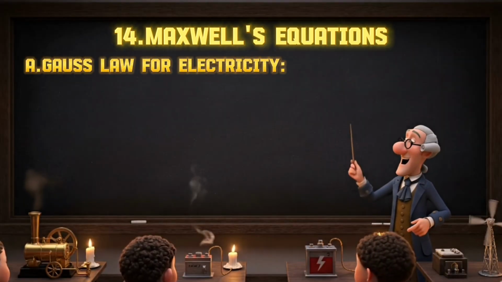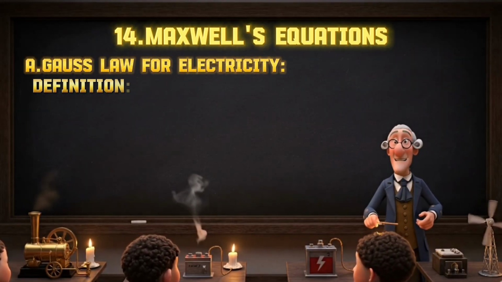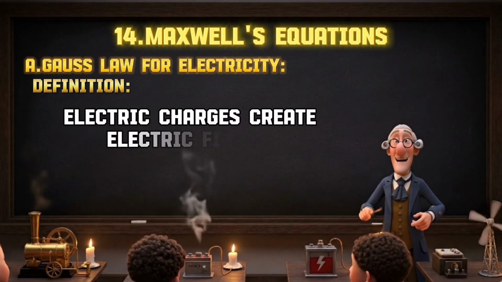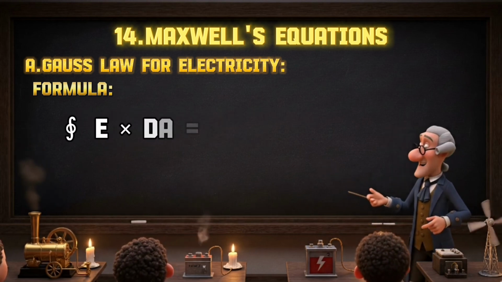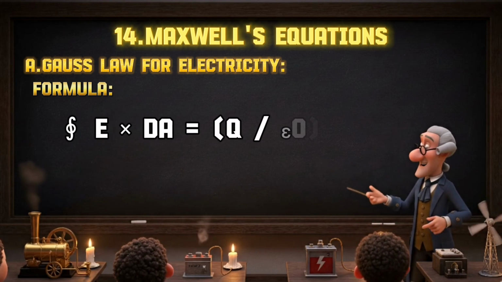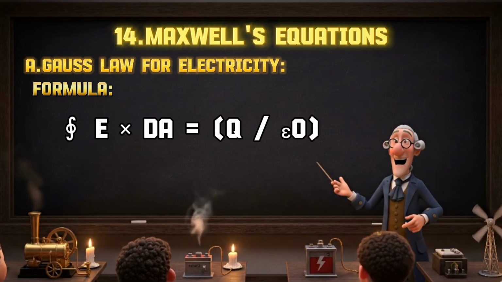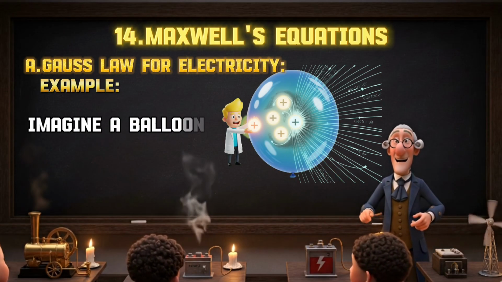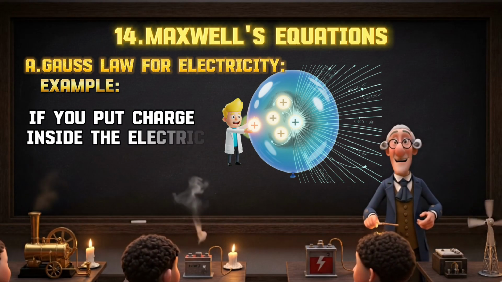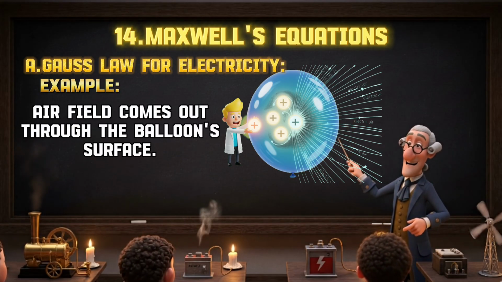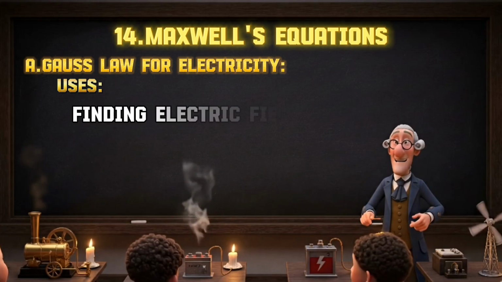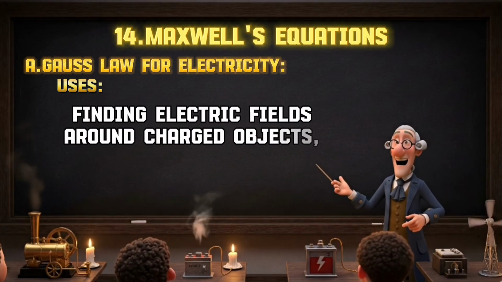Gauss's law for electricity. Definition. Electric charges create electric fields. Formula. Closed integral of E dot dA equals Q over epsilon 0. Example. Imagine a balloon. If you put charge inside, the electric field comes out through the balloon's surface. Uses. Finding electric fields around charged objects.